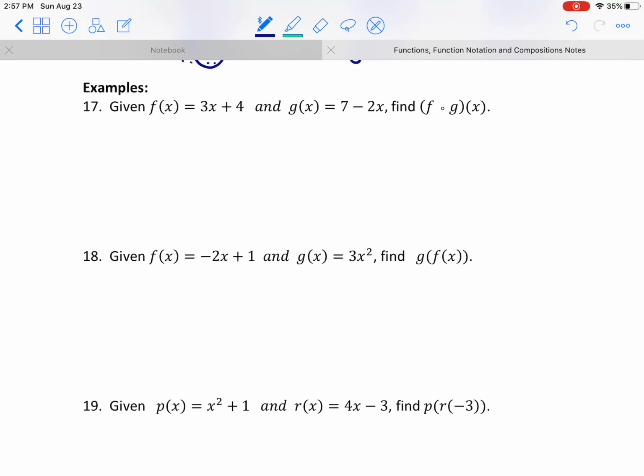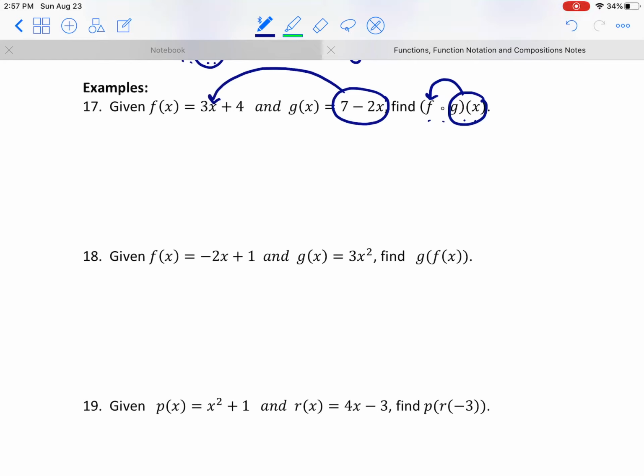So 17, we have f of x is 3x plus 4. We've got g of x as 7 minus 2x. We're going to find f of g of x. So g of x is going to get plugged into f of x. So instead of plugging a number into f of x, we're going to take the whole function. This whole function, g of x, is going to get plugged into f of x.